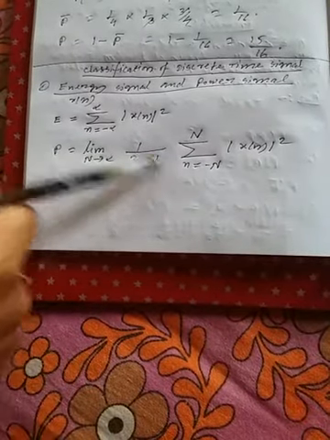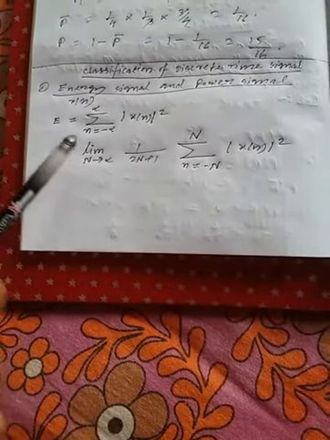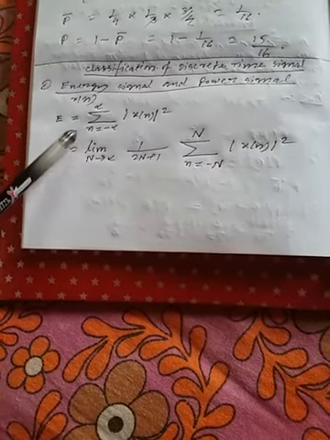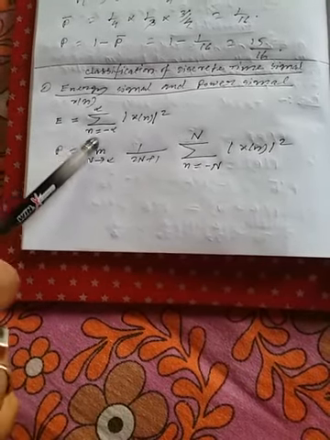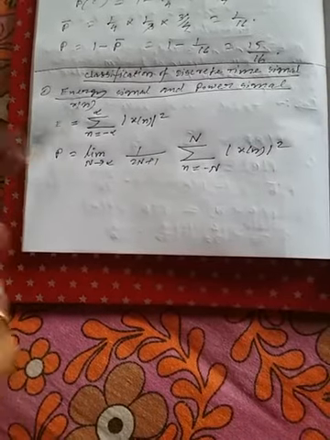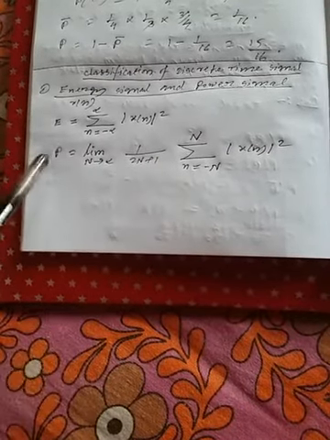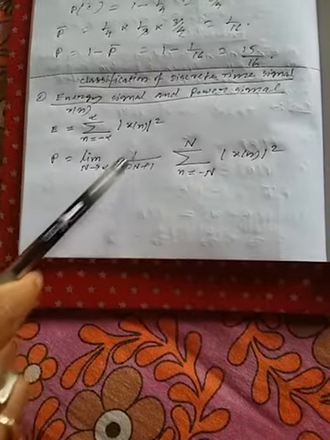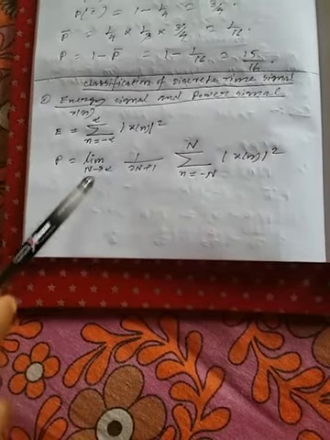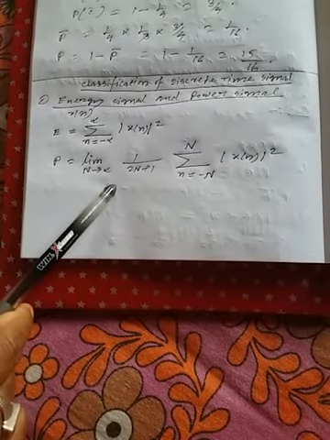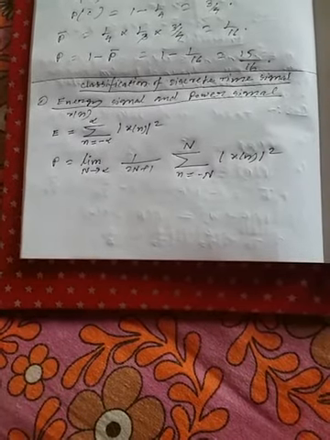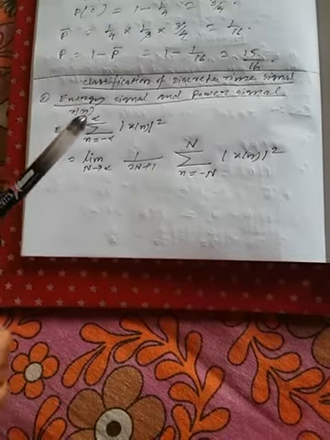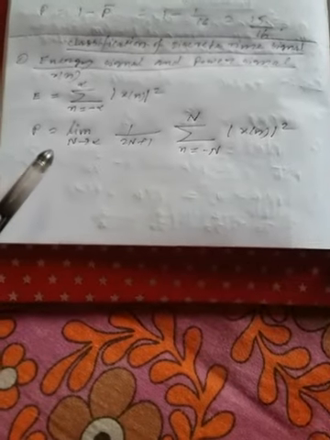There are some similarities between the two formulas. Just notice here the range of n in the summation is from minus infinity to infinity, but in case of power, the range is from minus capital N to capital N. One extra term is multiplied, that is 1 by (2N plus 1), and there is a limit where capital N tends to infinity. So these are the two formulas to calculate the total energy of any discrete time signal x[n] and average power of the discrete time signal.